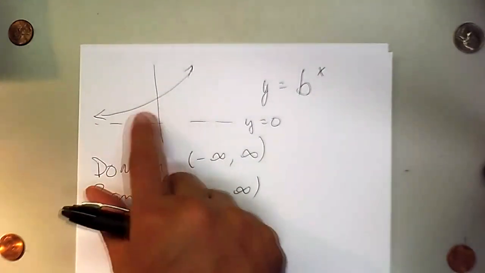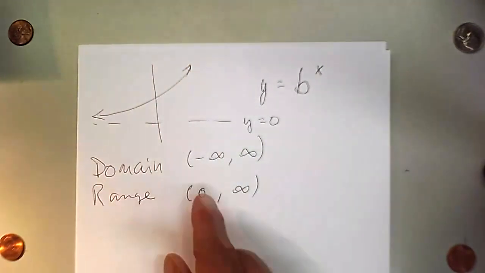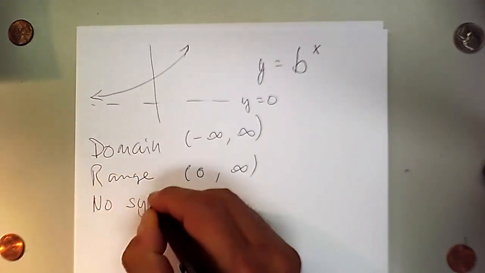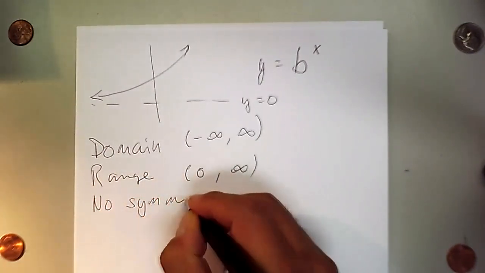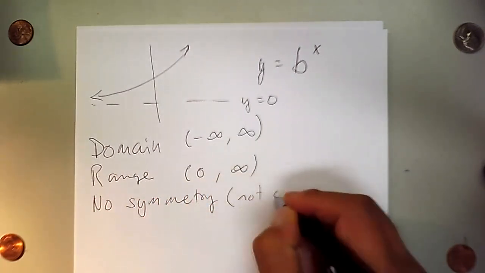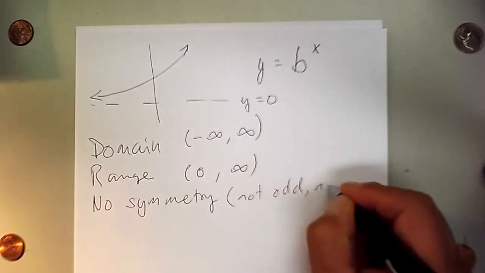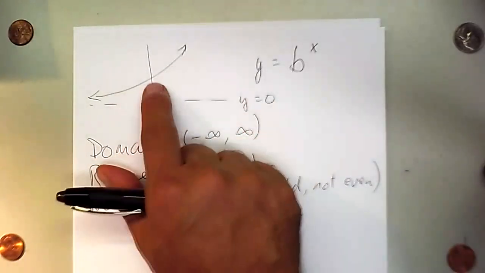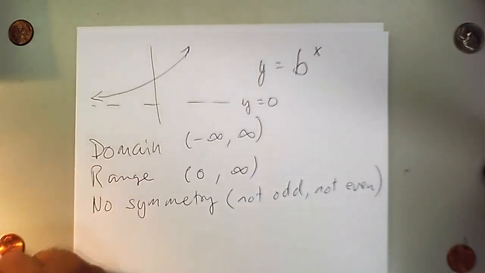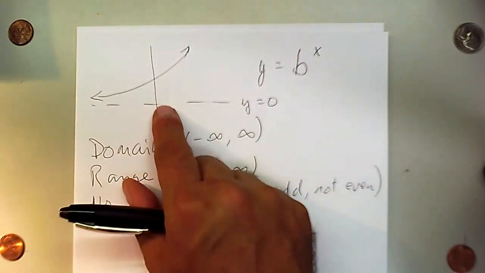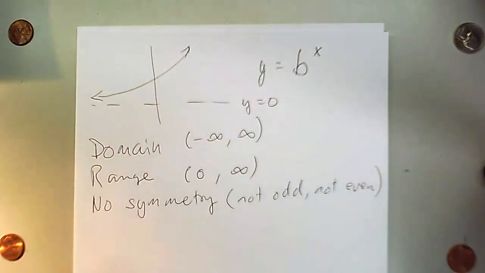There is no symmetry. No symmetry. Let's write it down. No symmetry. In other words, not odd, not even, because it grows on one end and it goes down on the other end. So there's no way we can have some kind of symmetry. And there is no symmetry over the origin because there's no negative portion to this.